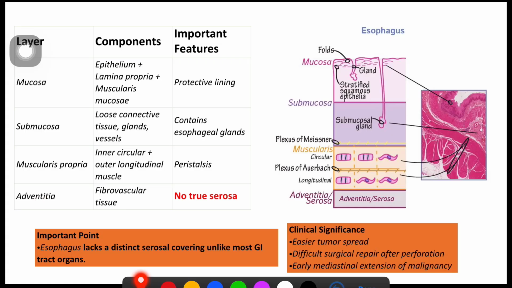And the last important thing is adventitia. This is fibrovascular tissue, but the esophagus does not have a true serosa. So, it lacks a distinct serosal covering unlike most GI tract organs. What is the clinical significance of this adventitia? Because there is no serosa, there is easier tumor spread, difficult surgical repair after perforation, and early mediastinal extension of malignancy. This is a very important point to remember.